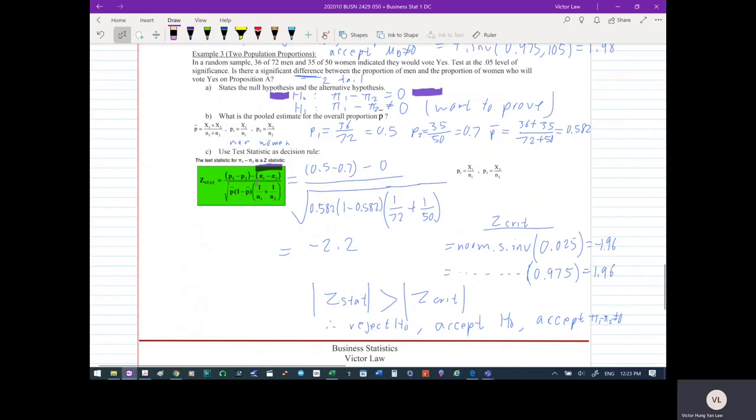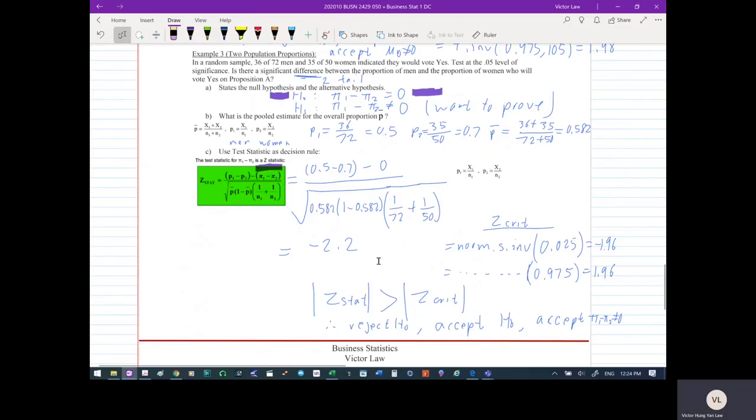And then what you need to know is that pi1 minus pi2 is 0. The reason it's 0 is because our H0 is that pi1 minus pi2 equals 0. So we put that into here. The reason we can put it into here is because we have to assume that this is true, because we haven't proven anything yet. Since we haven't proven anything yet, we have to assume that H0 is true. So that's why we put pi1 minus pi2 equals 0. So once you have all these values, you substitute that into the formula, and then you're going to get negative 2.2. So that's your test statistic.